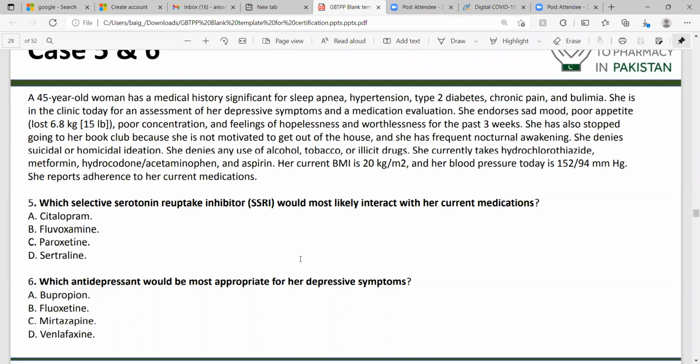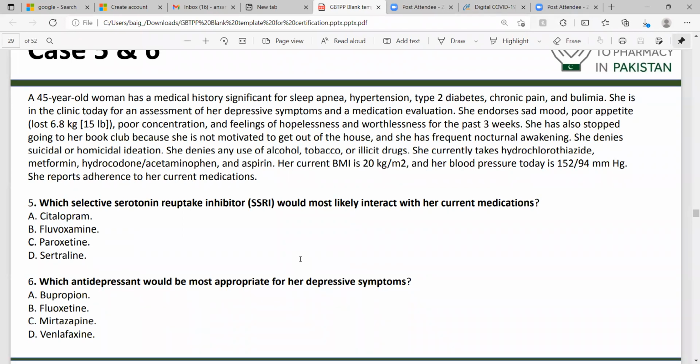She denies suicidal or homicidal ideation. She denies any use of alcohol, tobacco, or illicit drugs. She currently takes hydrochlorothiazide, metformin, hydrocodone, acetaminophen, and aspirin. Her current BMI is 20, that's in the normal range. And her blood pressure today is 152/94, that's a high blood pressure. She reports adherence to her current medication.